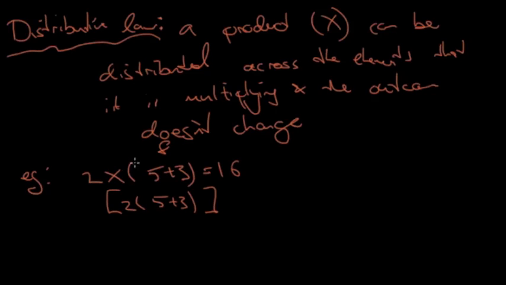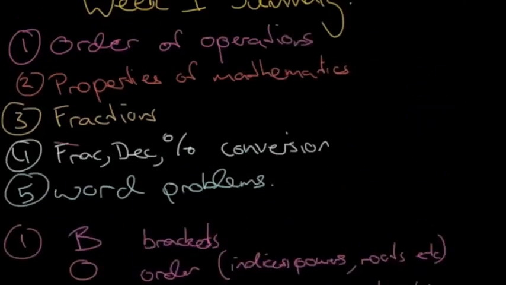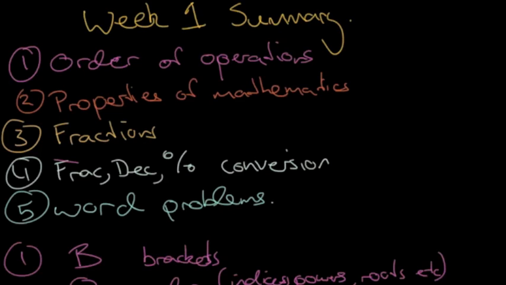But instead of just operating the 2 on what's in the brackets, we could actually distribute that multiplication. We could break it down, spread it out and say 2 times 5 plus 2 times 3 equals, we've got a 10 here, we've got a 6 here, and so we've just got 16 all up. So that's the distributive law. The multiplication can be distributed across the elements, the things that it's multiplying, and the outcome doesn't change. So that's the first 2 points, just the order of operations and the properties of mathematics.